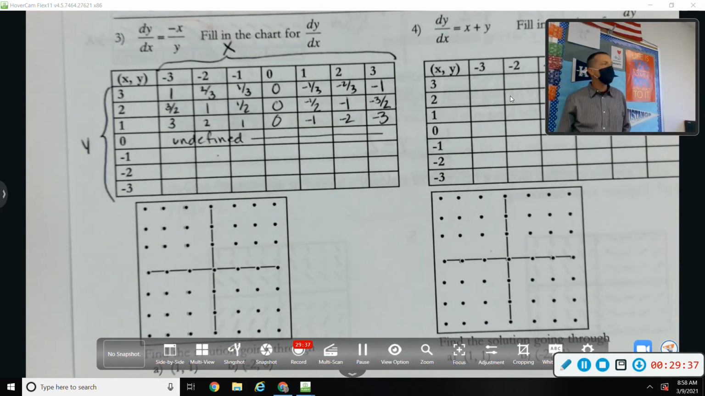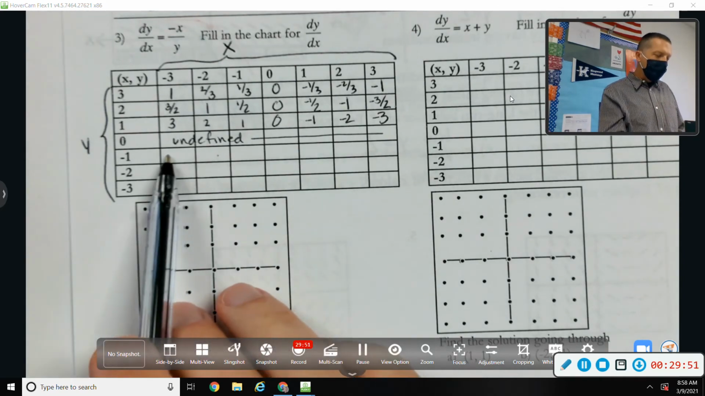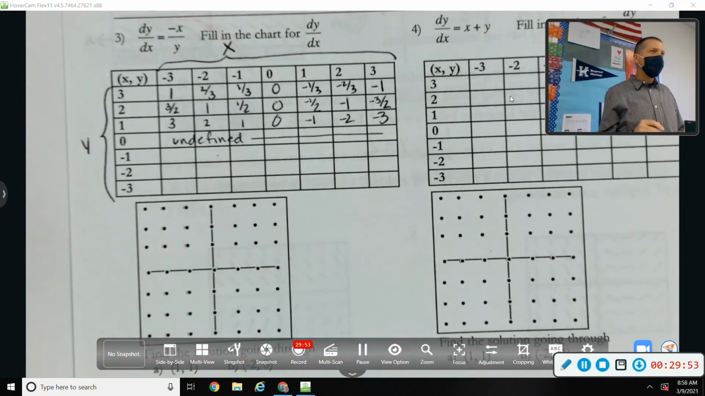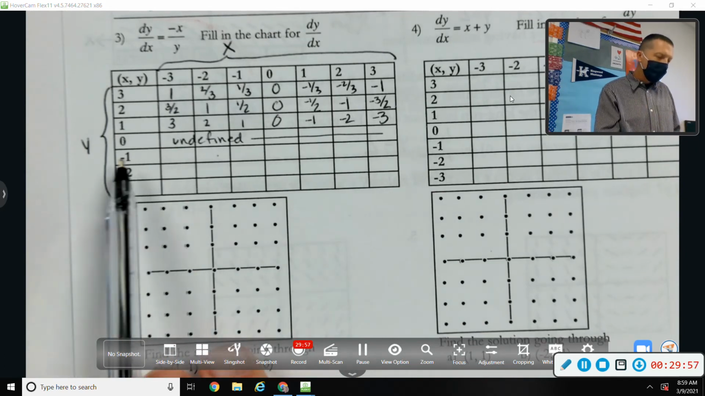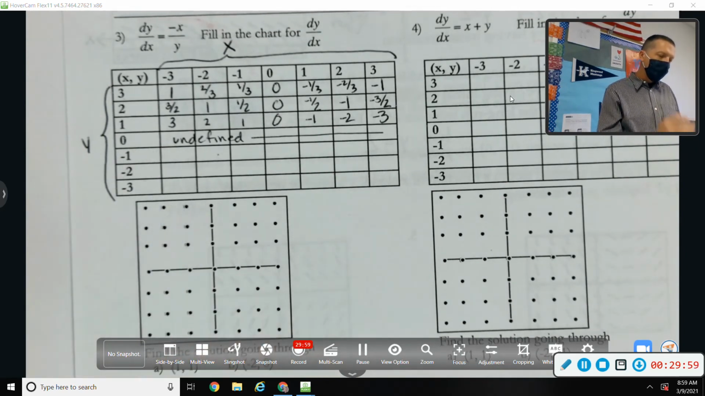Now be careful, the undefined doesn't mean like nothing. There's a specific undefined slope that looks like something. What does undefined slope look like? Yeah, up and down. So when I go to graph those, you don't just say, oh, undefined, I can't do that. Undefined has a specific meaning, and it means that it's vertical. So when x is 0, all of my little slope pieces will be vertical slope pieces.